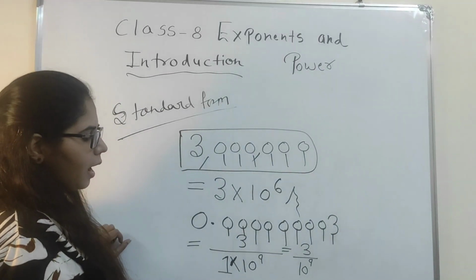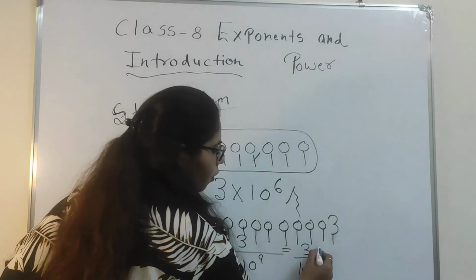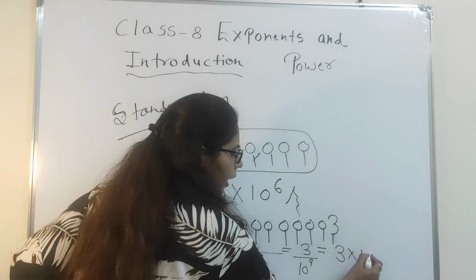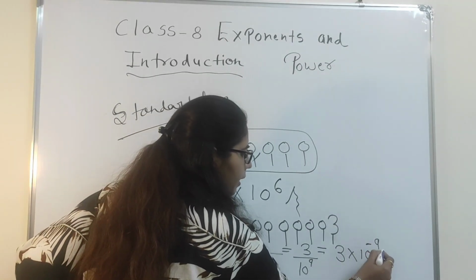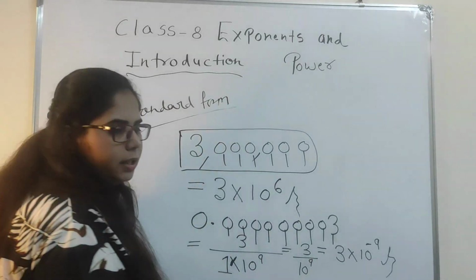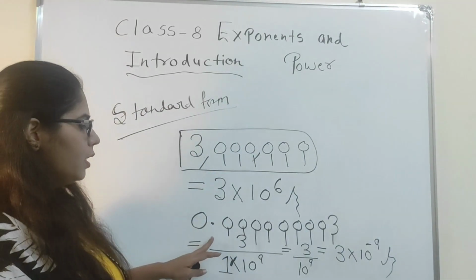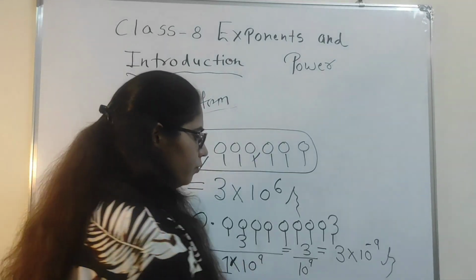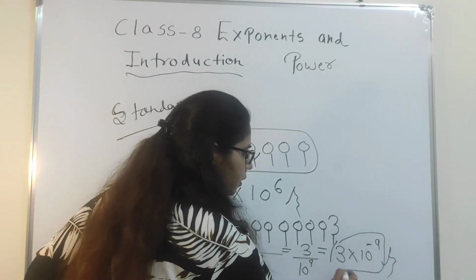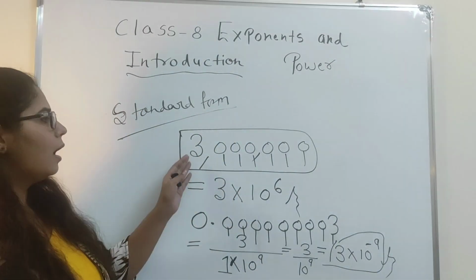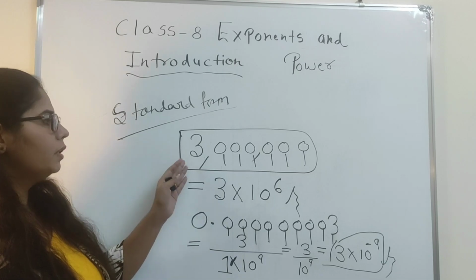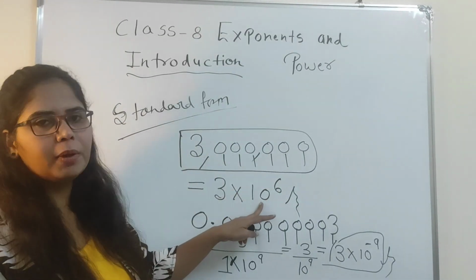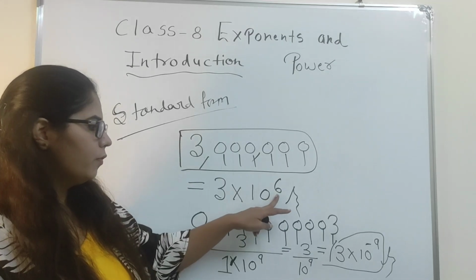But we have to write the answer in the negative formation. It means in the standard formation. So 3 into 10 to the power minus 9 will be the standard form. Whenever it's a very small number, your answer will always become in the negative formation like this. Okay, and whenever the digit is in the positive formation, meaning a big number, then the answer will become in the positive exponent.